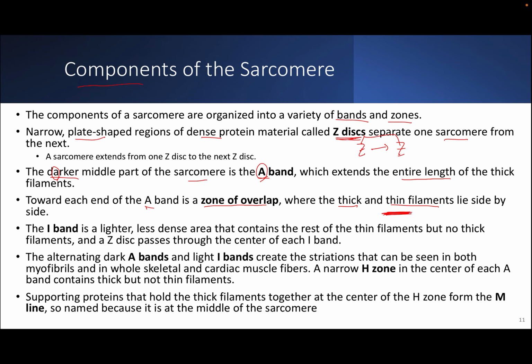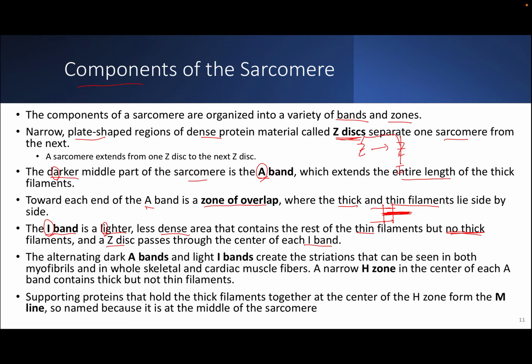Remember what we drew just a second ago? So we've got this zone of overlap here. This right here is our zone of overlap. And then our I band is going to be lighter. This is going to be a less dense area that is going to contain all the rest of those thin filaments, but it's not going to have any thick filaments there. And our Z disc is going to pass smack dab through the middle of each I band. So in the middle of our Z band, there's going to be an I band.